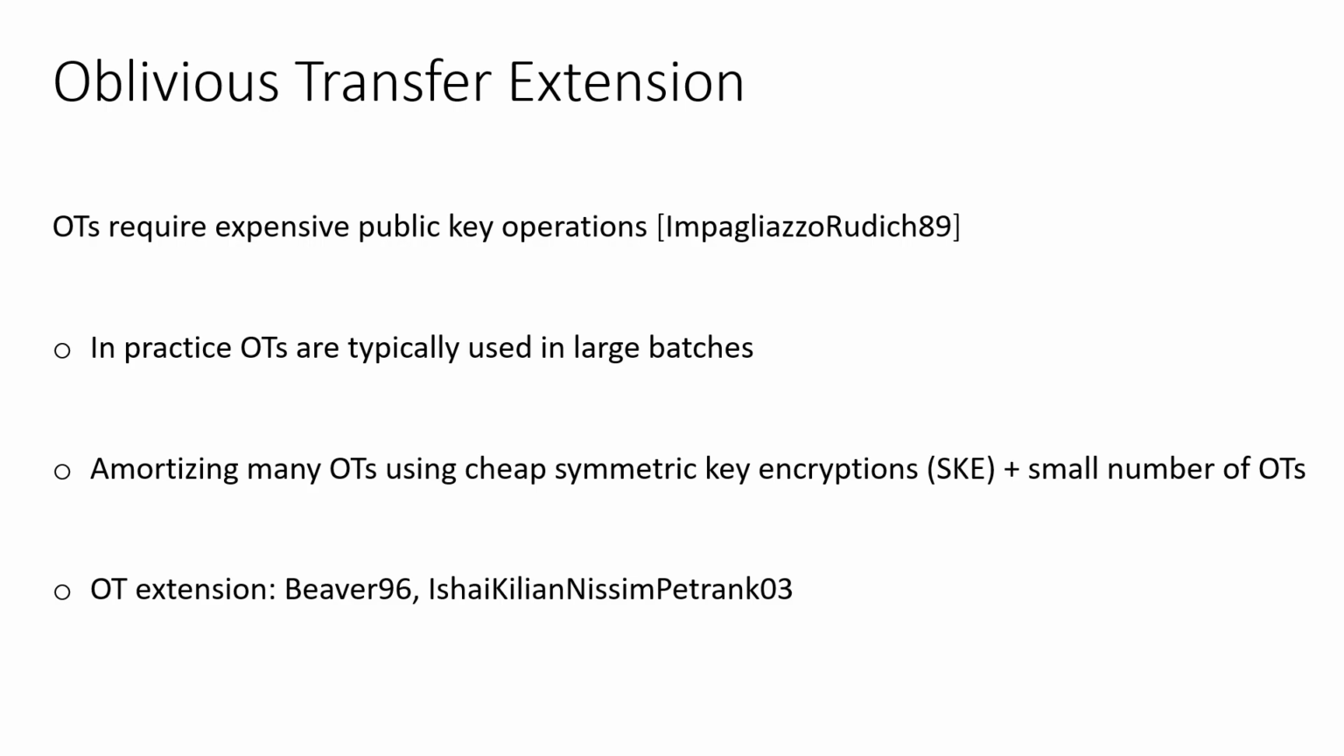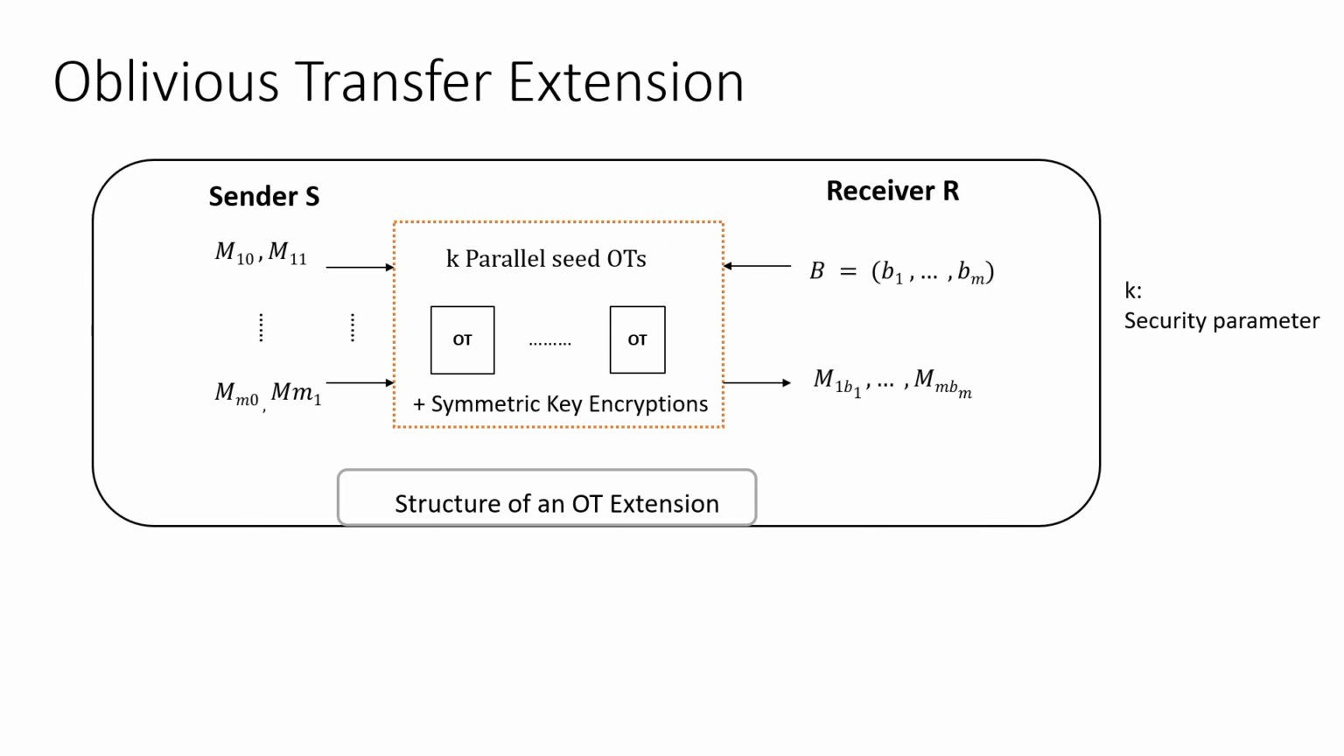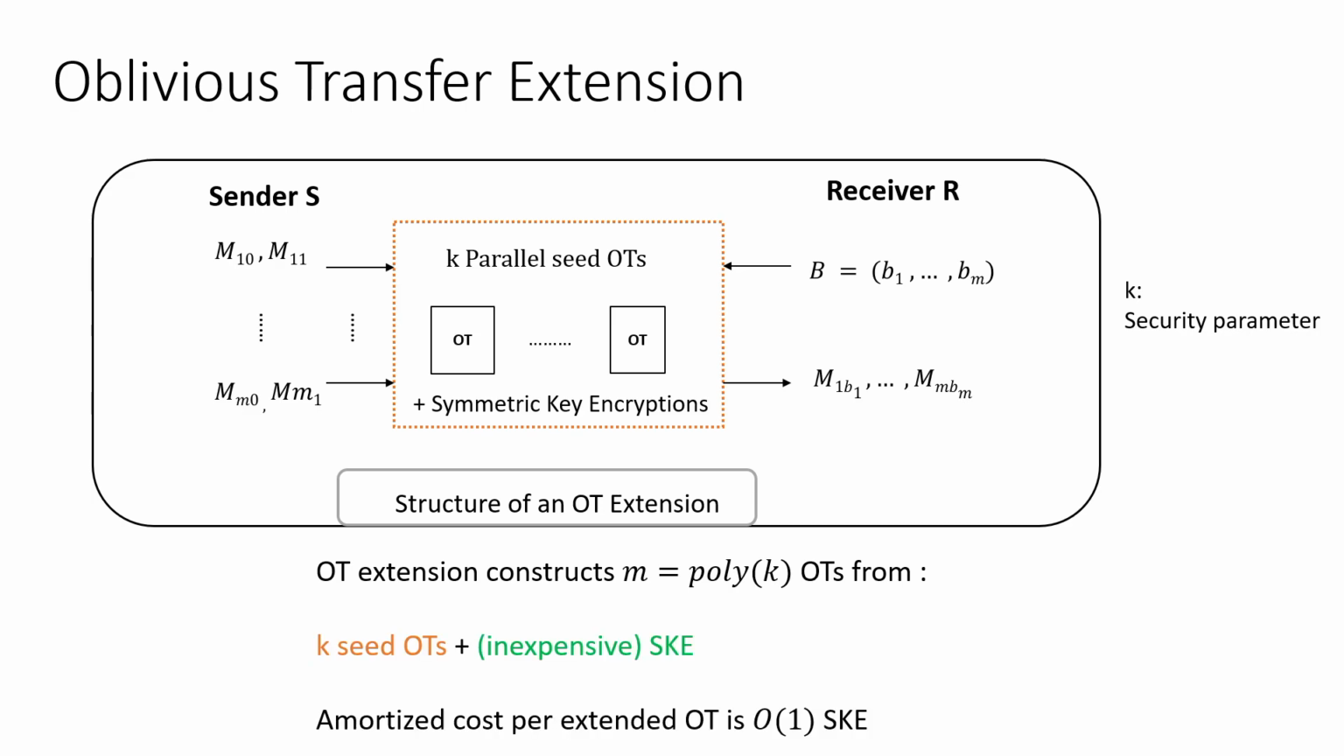After Beaver '96, Ishai, Kilian, Nissim, and Petrank gave an efficient OT extension protocol. The template of an OT extension is as follows. There are K parallel seed OTs that are run, where K is the security parameter. And after this, we use some symmetric key operations in order to obtain M many OTs, where M is polynomial in the security parameter. So when M is large, we get an amortized cost per extended OT of a constant number of symmetric key operations. So using K seed OTs and many inexpensive symmetric key operations, we get many extended OTs.